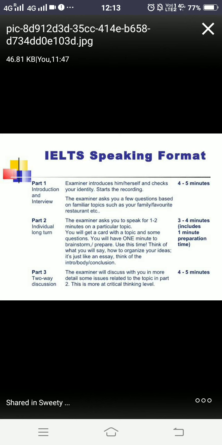Once your part 1 is over, the examiner will clearly tell you that now I'm going to start with part 2. Once your part 2 is over, they will tell you that this is part 3 we are going to start. So you just have to go with the flow of the test. And now let me show you the structure of the test. Please wait a minute.